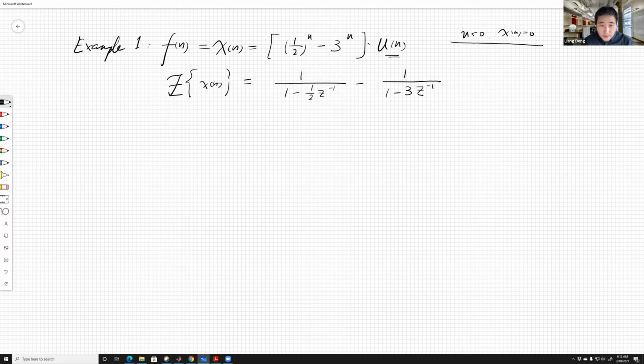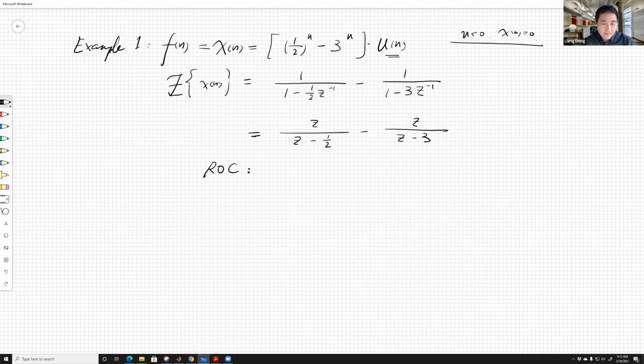If I want to write this out as a function of z, all we need to do is multiply numerator and denominator by z. So it looks like that, z over z minus half, subtract z over z minus 3. Some software, including Matlab, uses it as a function of z. But mathematically, we like to keep it as a function of inverse z. It's very easy and straightforward to map from the time domain to the z domain signal. Okay. What is region of convergence?